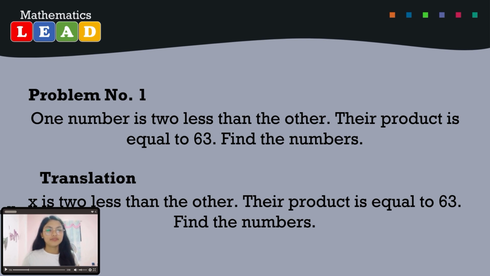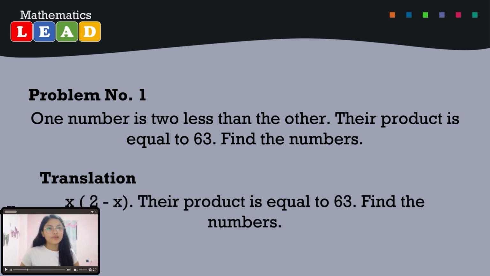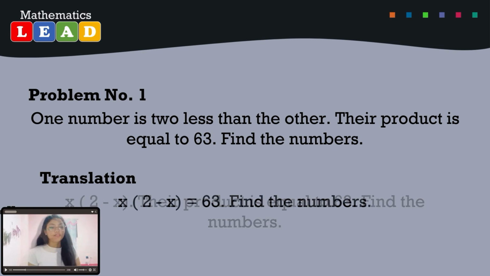Find the numbers. Since x is our number, we will be subtracting 2 from it as stated for our second number. Now, we have x as the first number and x minus 2 as the second number. Since the problem asks for a product, we will be multiplying them. And it was stated that their product is 63, so we will equate this polynomial to 63.